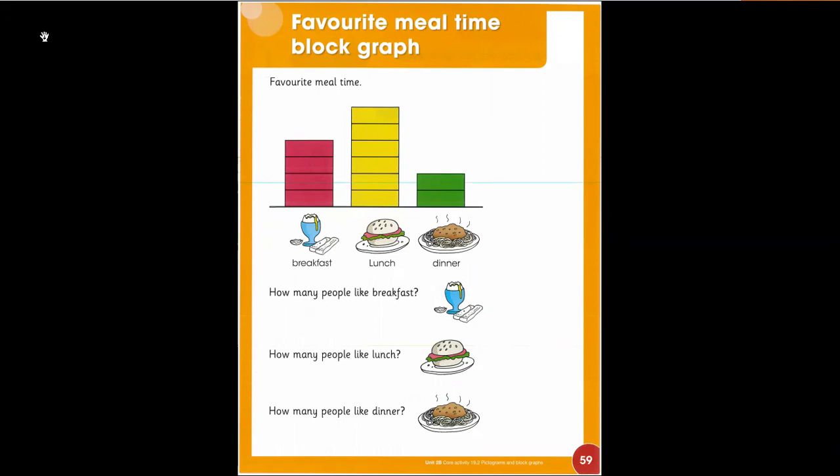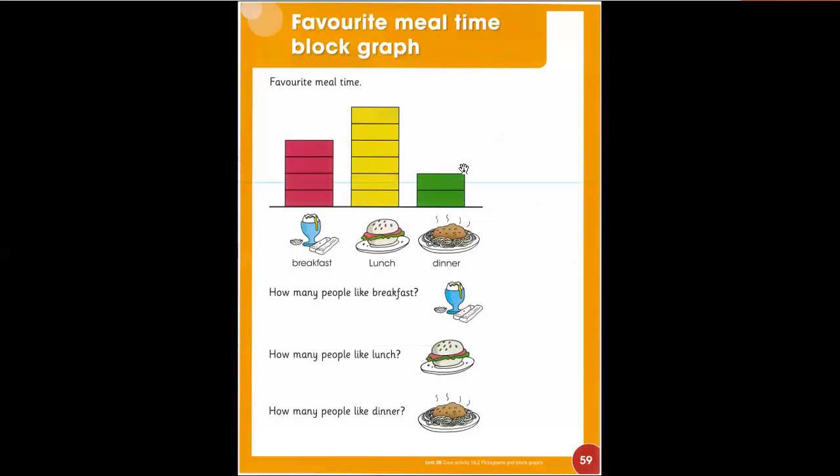So here the data is given to us. Our favorite meal time. Favorite means what time of the meal that you like the most. It is called favorite meal time. And here the graph that is given to us is a block graph. Look, these are called blocks. First it was a pictogram, but here we have a block graph. This kind of graph is called a block graph because we are using blocks in it.